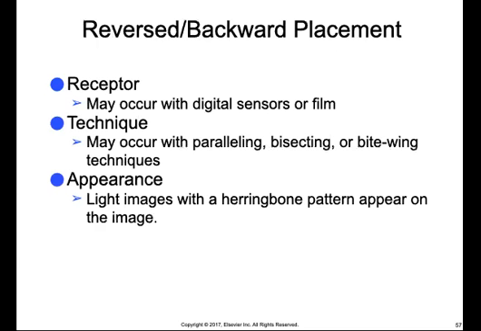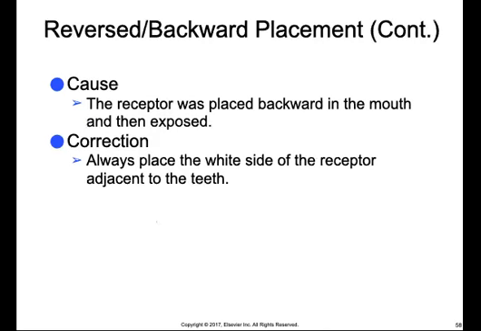A reverse or backwards placement can happen with digital sensors or film. It can also occur with paralleling, bisecting, or bite-wing techniques. And the appearance you'll get is a light image with the herringbone pattern on the image. So that is that little bumpy line that's on the back of some of our film, the little aluminum or metal sheet of paper that's placed inside of your film packet. And the cause for this type of backward placement image is that the receptor was placed backward in the mouth and then exposed.